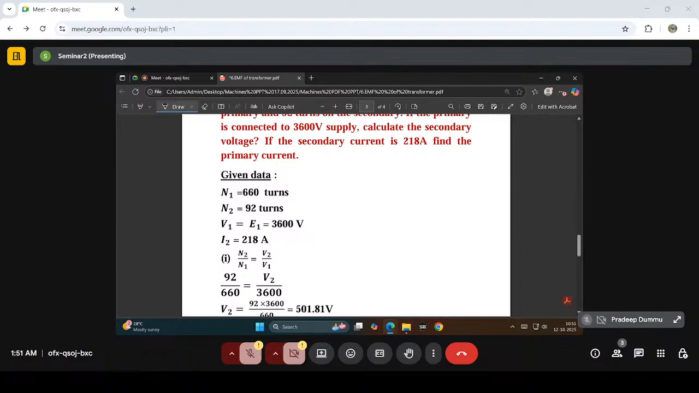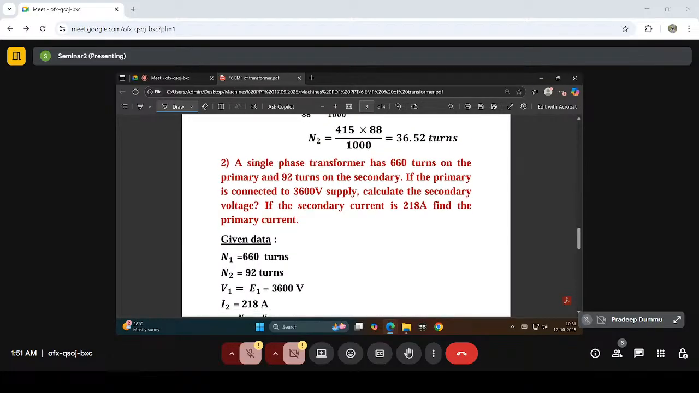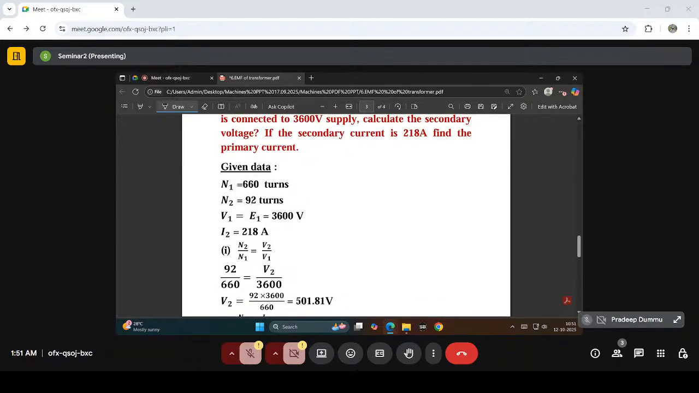501 volts. V2 is equal to 501 volts. Apply the formula N2 by N1 is equal to V2 by V1, and we get V2.